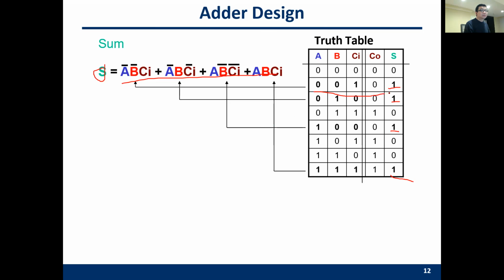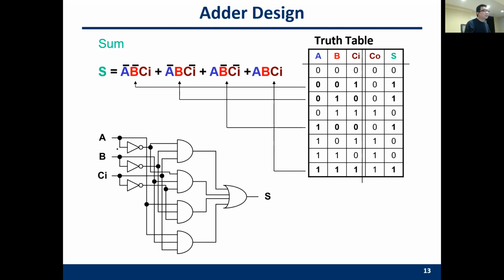For this row, because A is 0, we write A bar here. B is 0, we write B bar here. C is 1, so we write CI. CI is 1, so we write CI here. So this is the minterm which is related to this row. And then we can list all the rows here.